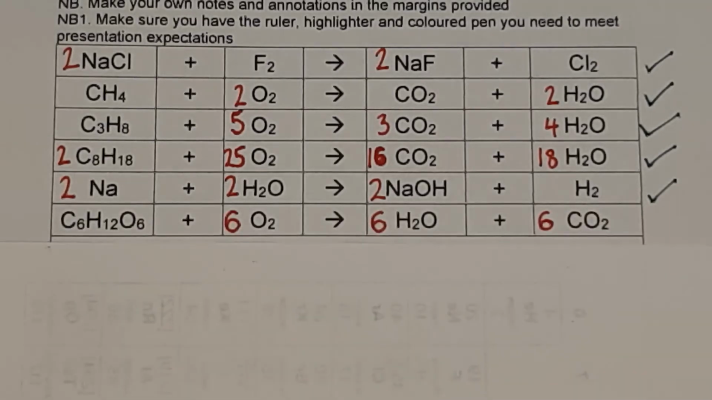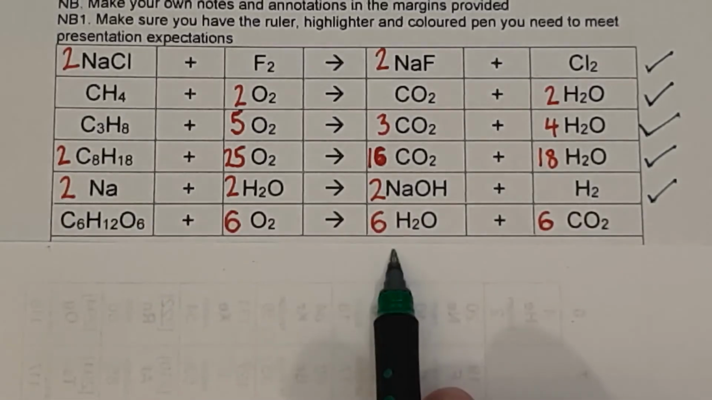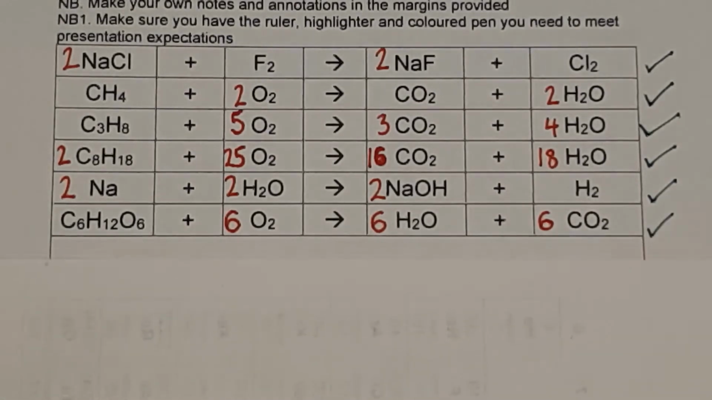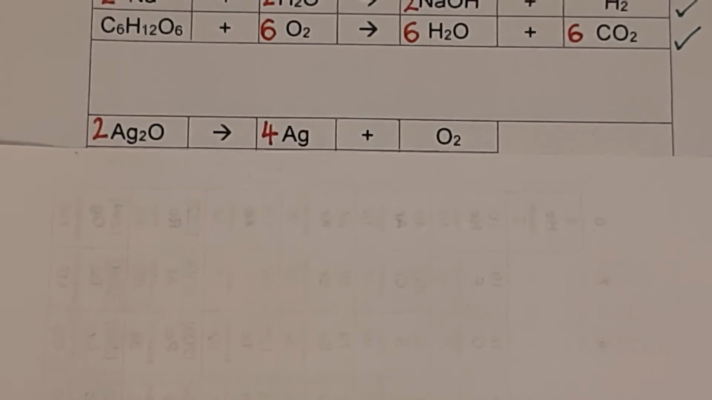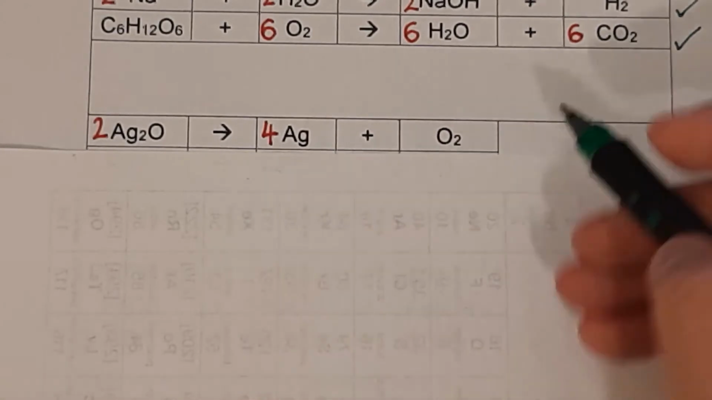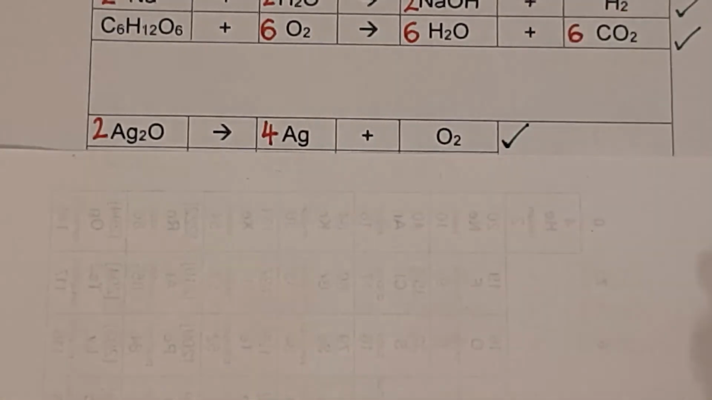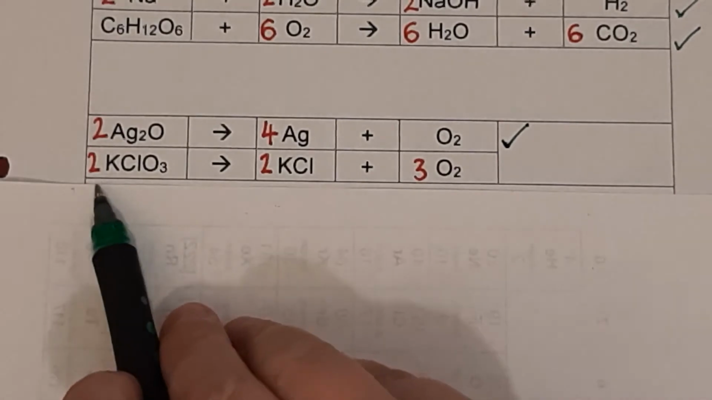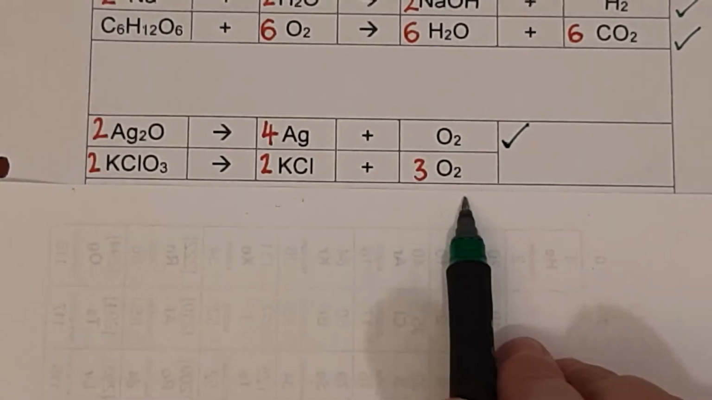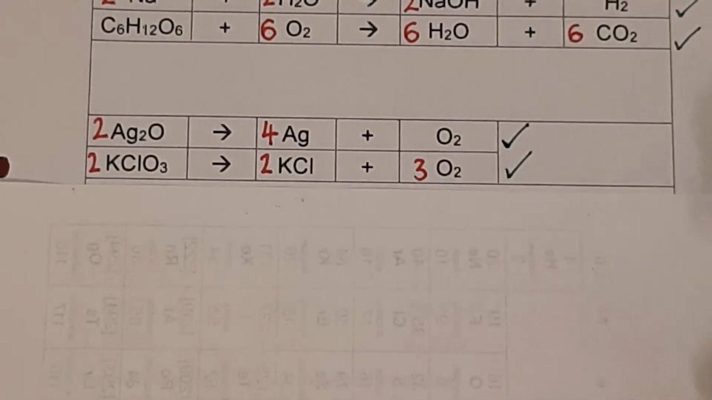Next question, you did a 6 in front of O2, a 6 in front of H2O and a 6 in front of CO2. Okay, so let's go through the next section. Okay, so you need to put a 2 in front of Ag2O, then a 4 in front of Ag to get the mark. Next question, you need a 2 in front of the KClO3 and a 2 in front of KCl and a 3 in front of O2.